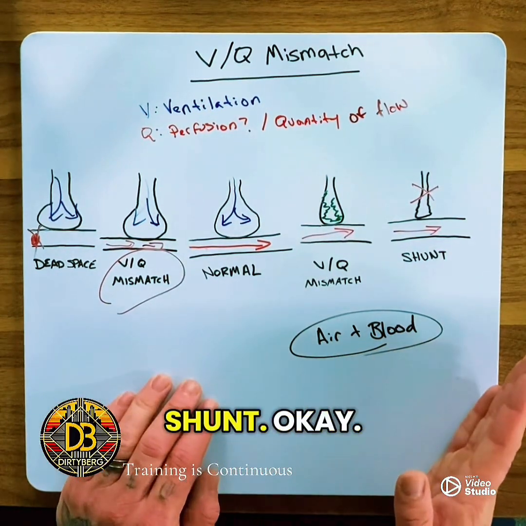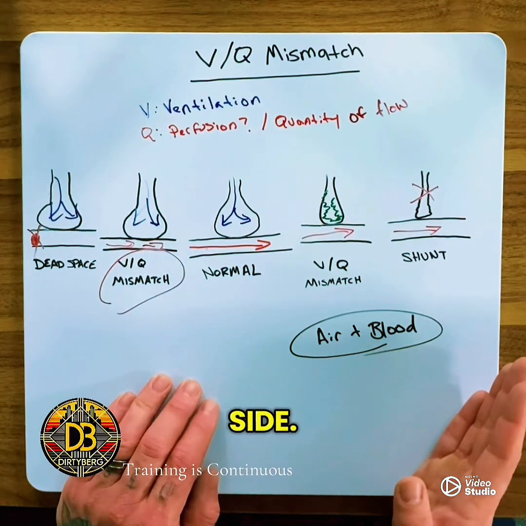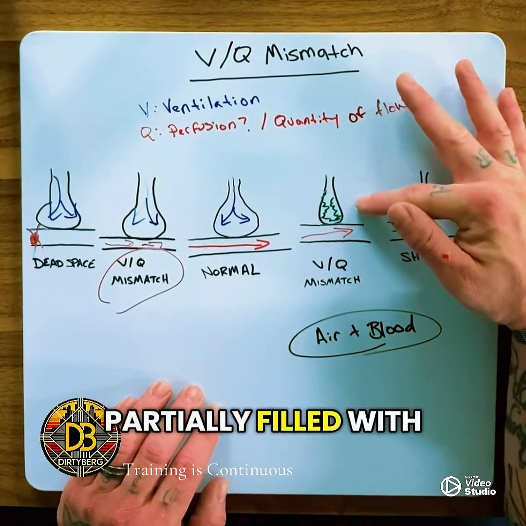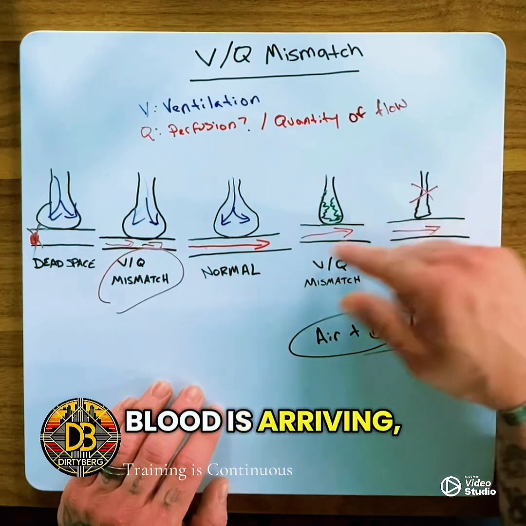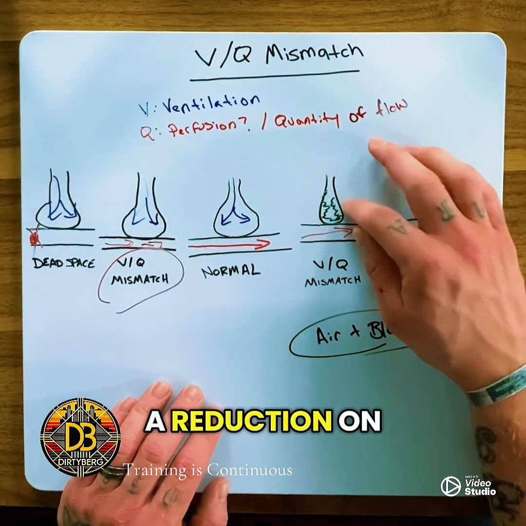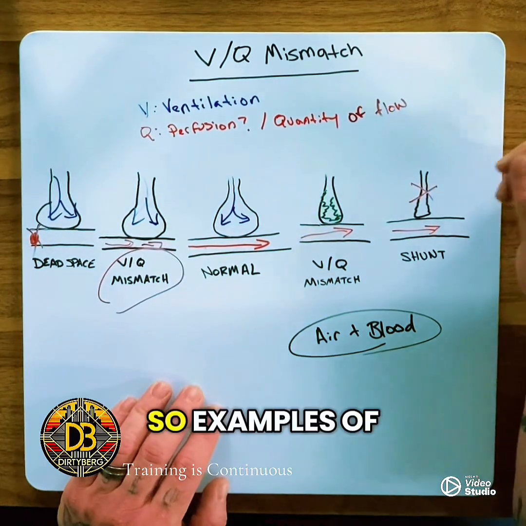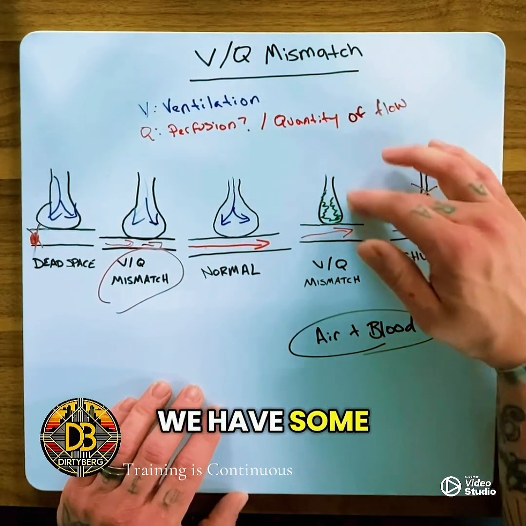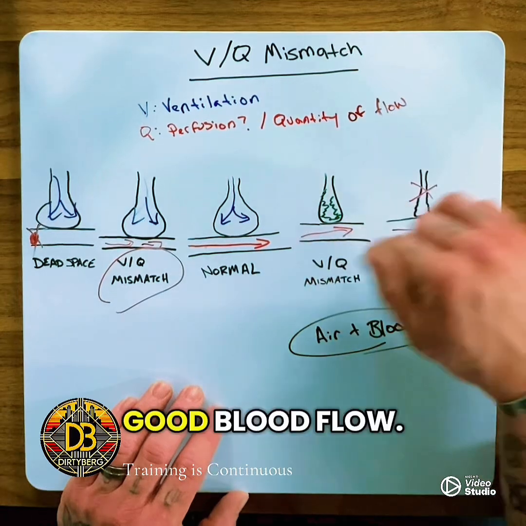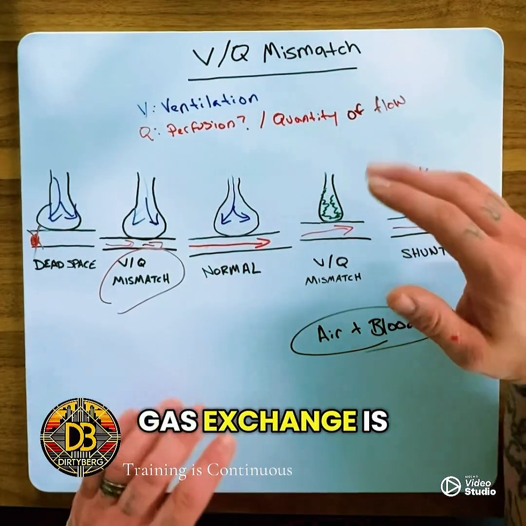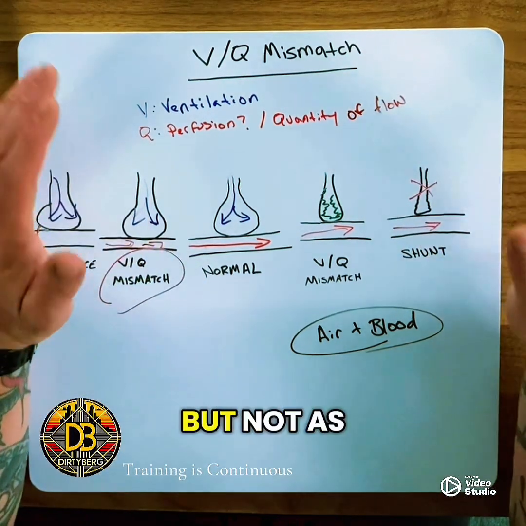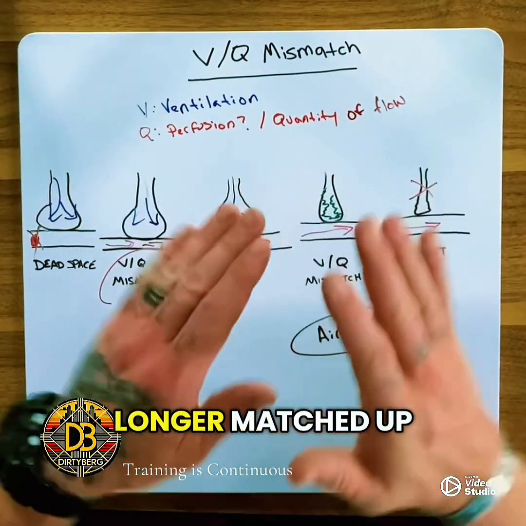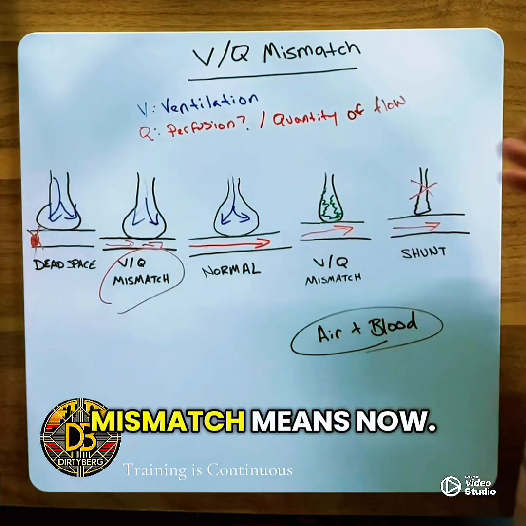So now we have two sides of the spectrum here. We'll move towards the shunt physiology side. So now things are starting to get screwed up. The alveolus is partially filled with some fluid. Blood is arriving, but we have a reduction on the V side. Examples of this would be your early pneumonia or pulmonary edema. We have some airflow, good blood flow. Gas exchange is still able to happen, but not as well. And there's this mismatch because of the V side. The V and Q are no longer matched up, right? That's what the mismatch means.